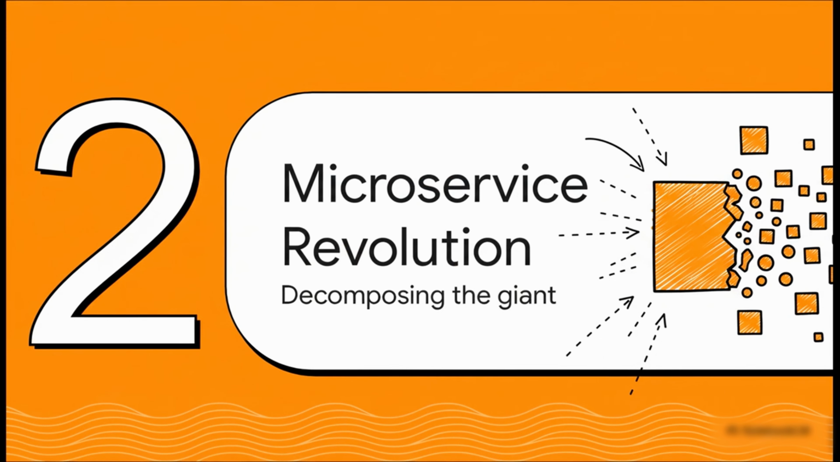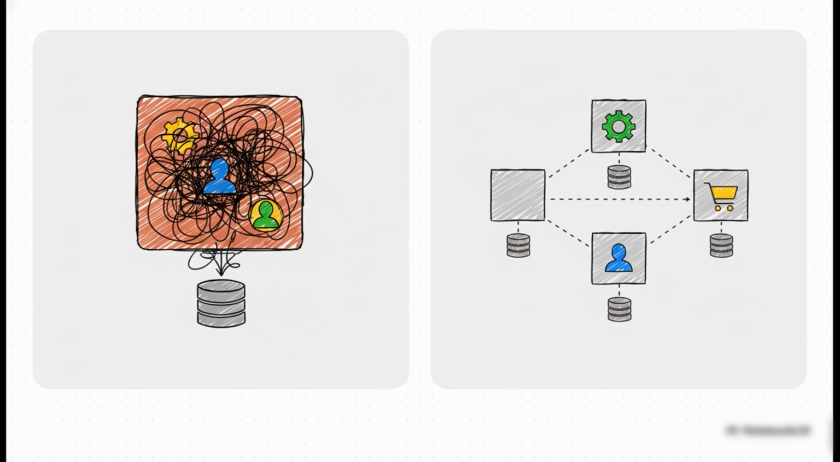Okay, so making one thing bigger and bigger just doesn't work. The real solution was this totally revolutionary shift in thinking. Instead of building one giant thing, what if we broke it down into lots of tiny, independent pieces? And this, right here, shows the difference perfectly. On the left, you've got the monolith, one giant application, one database for everything, all tangled together. You change one tiny thing, and you risk breaking the whole system.